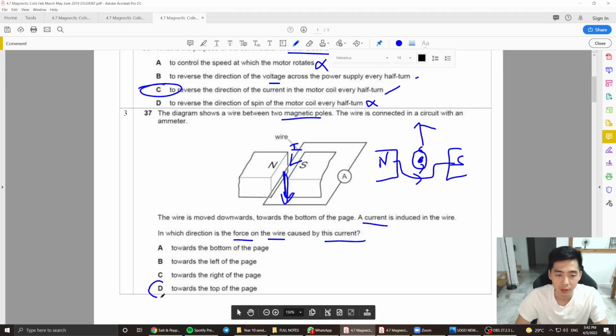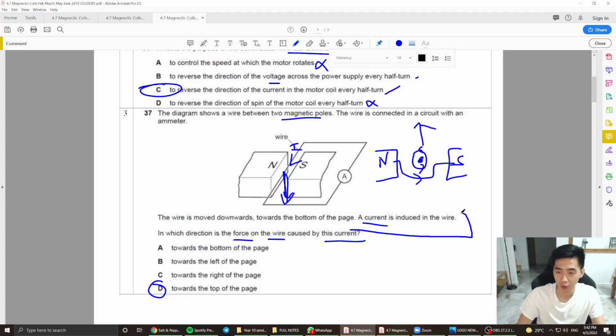So from here, D is going to be the answer. Now this question here is a little bit tricky because it involves two parts. The first part, you have to find the direction of the current generated in your coil. The second part, you need to find out which direction is the force.